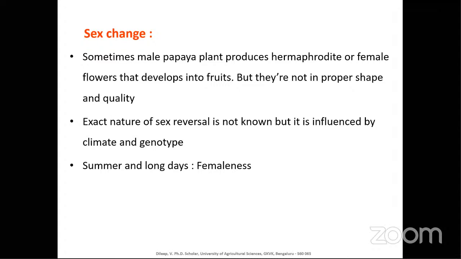Here, the summer conditions, also long day, that means summer condition, may also be written as high temperature and long day conditions. Usually the questions are asked like this: when there is a prevalence of high temperature and long day, what forms are the resultant? Like that it is asked. The sex change will take place, and also the femaleness will express.